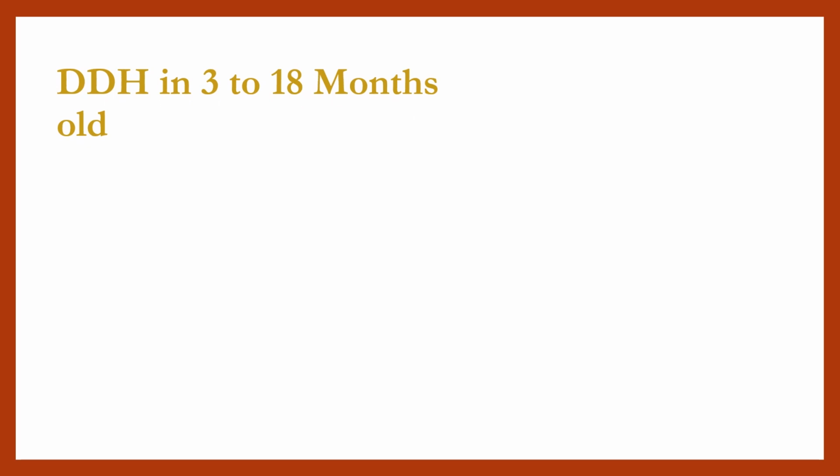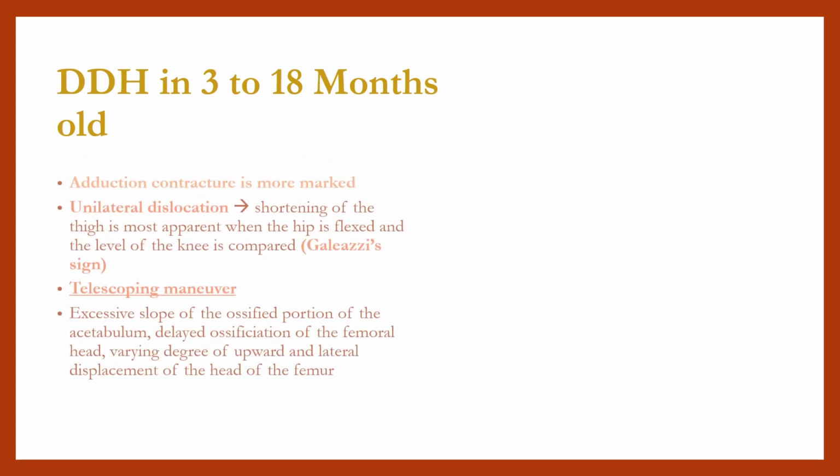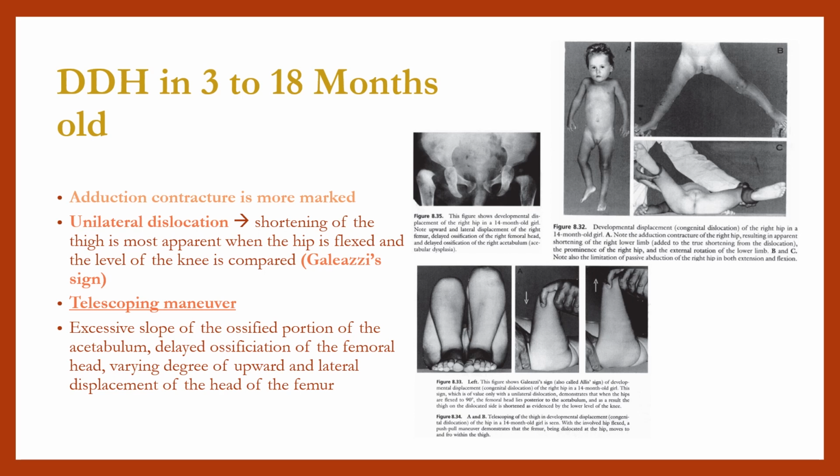DDH in 3 to 18 months old. Adduction contracture is more marked. Unilateral dislocation results in shortening of the thigh, most apparent when the hip is flexed and the level of the knees is compared, using Galeazzi's sign. It should also be checked with a telescoping maneuver. Radiograph shows excessive slope of the ossified portion of the acetabulum, delayed ossification of the femoral head, and varying degrees of upward and lateral displacement of the head of the femur.